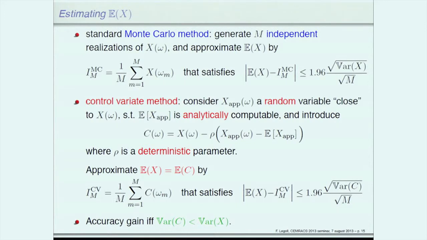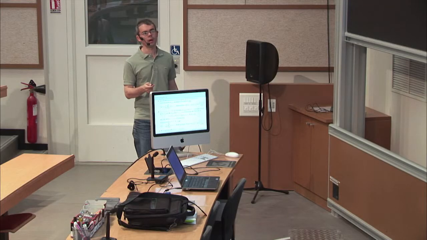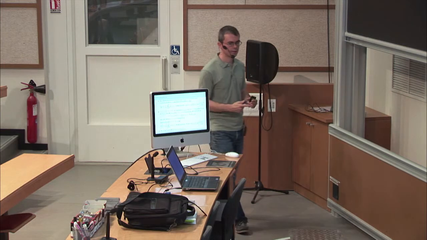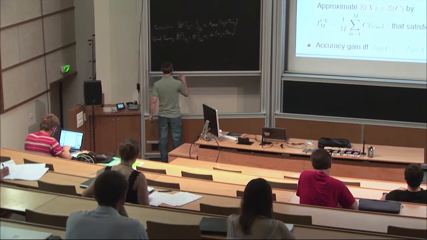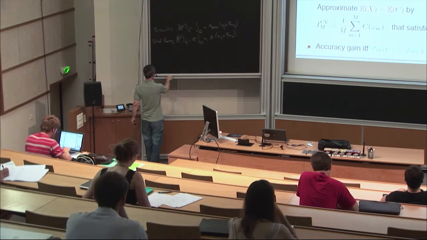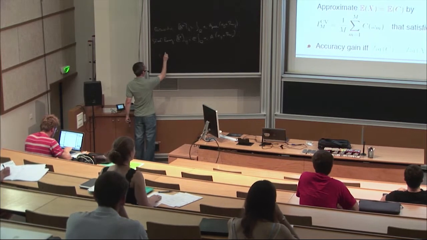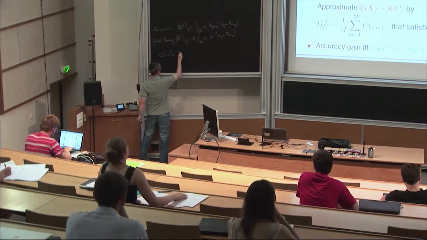So suppose I'm given a random variable, which I assume to be close to x in some sense, so it's not completely crazy. And the very important thing is that I assume its expectation is analytically computable. What I'm going to introduce is this c of omega, which is x of omega, the variable I'm interested in, minus rho times x approximate minus its expectation. This is a very important formula. I'm also going to write it on the board, because if you understand this formula, you understand the control variate approach.